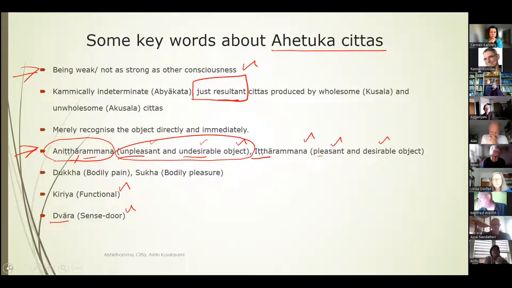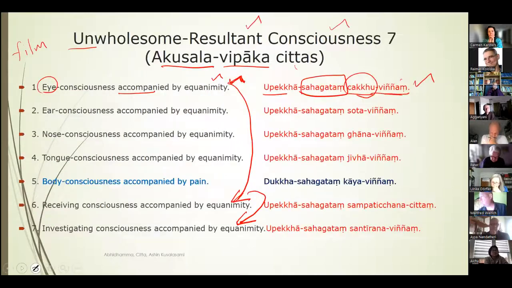So that's why these rootless consciousnesses are weak, not very strong. The reason is they are without roots. If the consciousness is not accompanied by the roots, out of these six roots, they are weak, and you will understand more. So let me finish these seven.